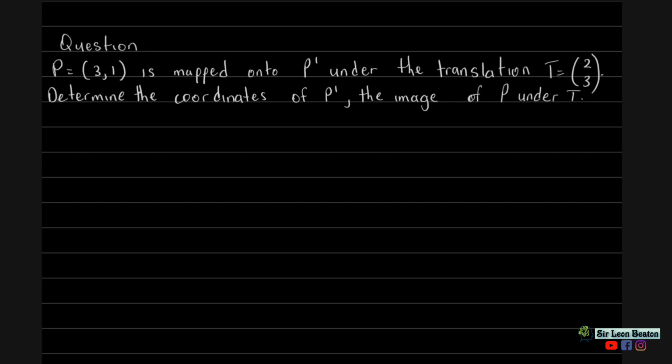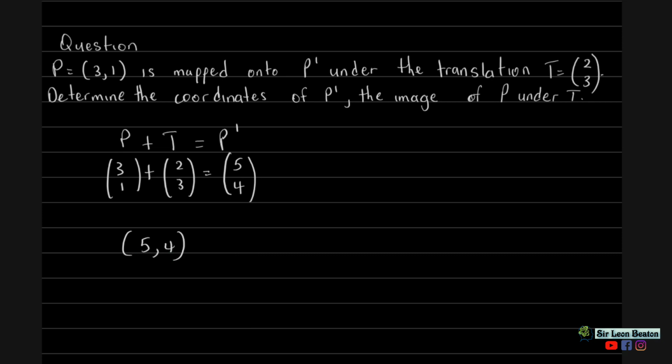Now there's a simple formula that we use to find the image: P, which is the object, plus the translation vector will give you P prime. So we know P is (3, 1), and we can rewrite that as a column vector, (3, 1), plus the translation vector, which is (2, 3). When we add this together, we will get the image, which is P prime. So 3 plus 2 would give you 5, and 1 plus 3 would give you 4. So the coordinates of the image would be (5, 4).